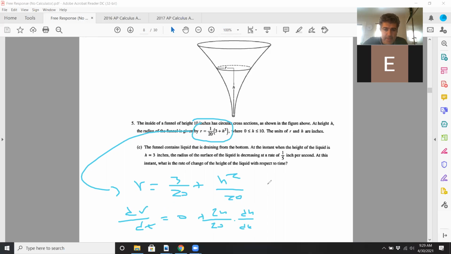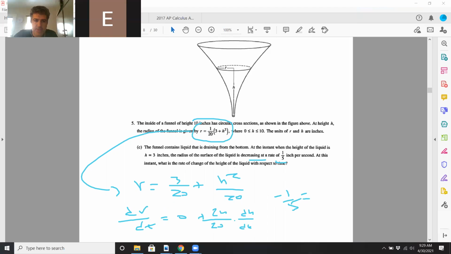dr/dt you already know, and it's decreasing. So you want to say negative 1/5 equals, and 2h over 20 reduces to h over 10. And you want this at a height of 3, so you're going to say 3/10, right? Because that reduces to h over 10, so 3/10 times dh/dt. And then you just solve and state the units, please. It'll be negative 2/3 inches per second. And gotta give the units, right? Inches per second.